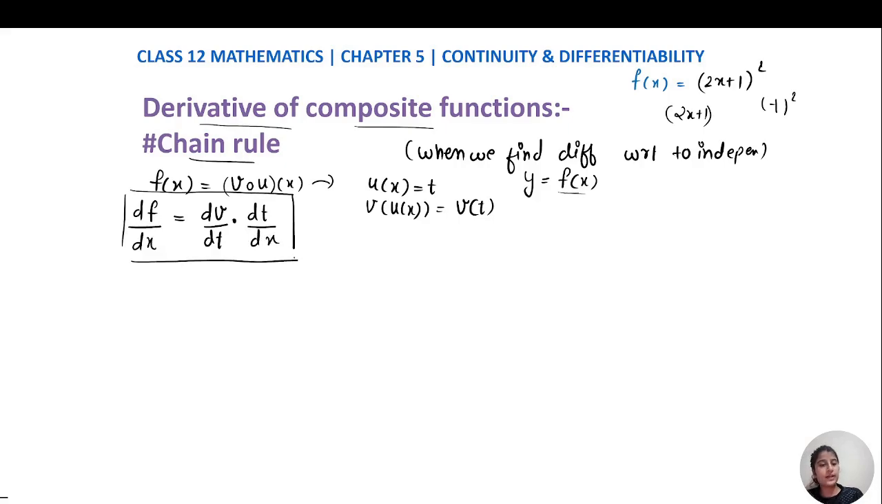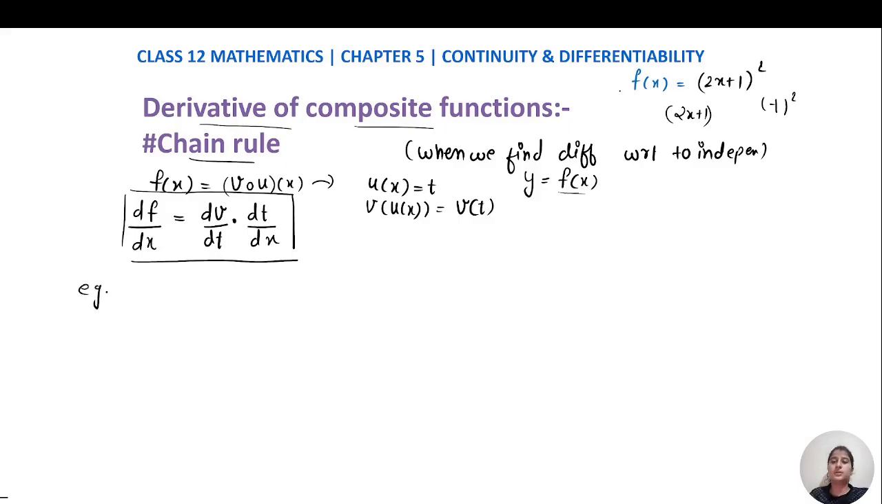That means you are finding the derivative of the required function using a chain, that is dv by dt multiplied by dt by dx. It's easy to remember how this comes, because after cancelling dt, you get your required result. Now, the theory is quite difficult to understand, so let's do it by example, and then you will understand it properly.